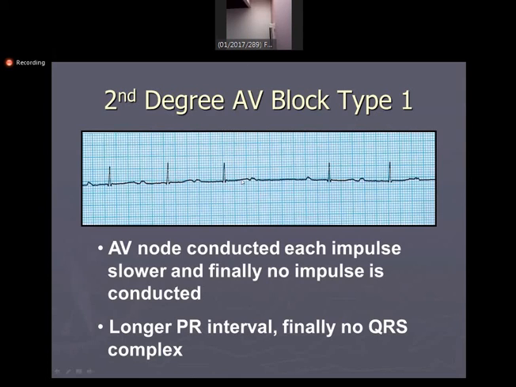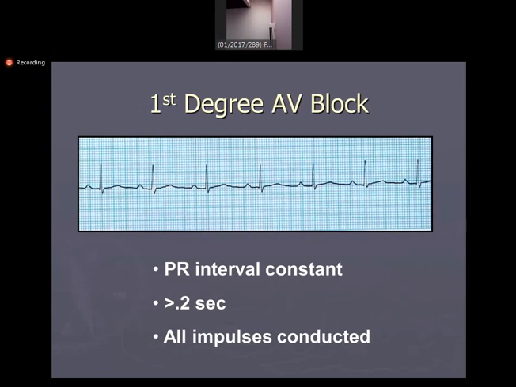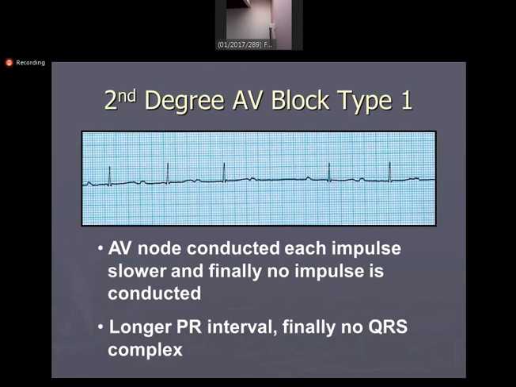And if you go here, there is a P wave but no QRS complex. So further lengthening of the PR interval with each beat followed by a drop is called second degree type 1, or it is also called Wenckebach. So this one is the first degree where the PR interval is prolonged, and here is a lengthening of the PR interval with each QRS complex followed by a drop. It is called the second degree type 2 block.